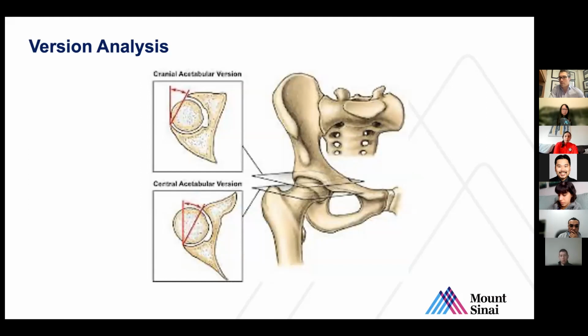And then this is another view of the acetabulum. Now, when I get version, I don't just do it once. I prefer to do it cranial version and central version. So I know where the version is through the weight-bearing dome, because the weight-bearing dome is going to be the superior aspect. And so I would get 2 points of version analysis of the acetabulum, cranial and central acetabular version.